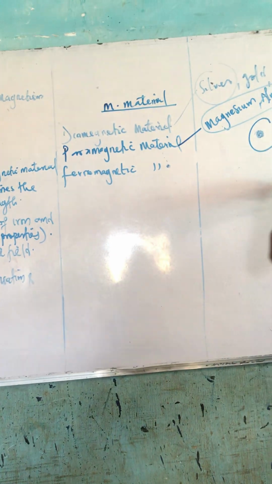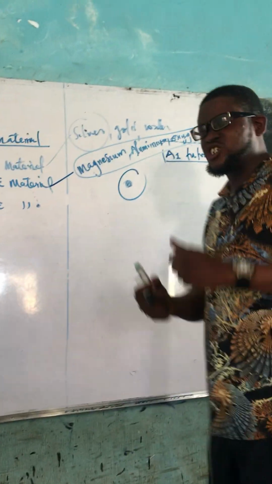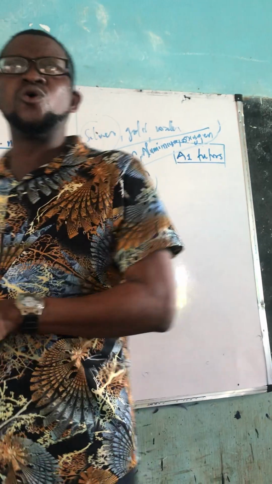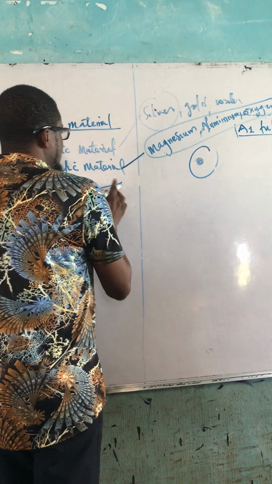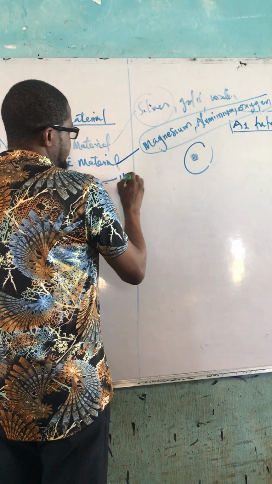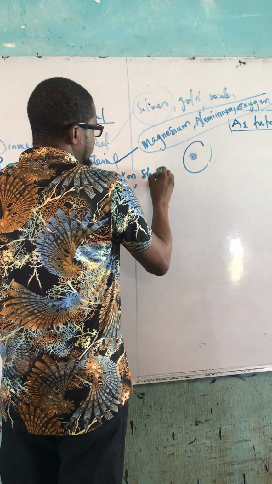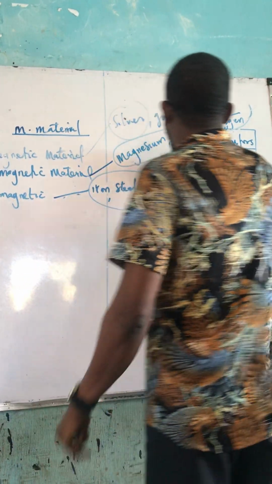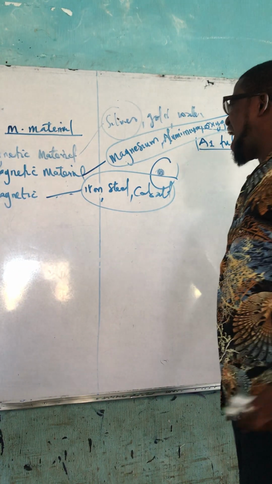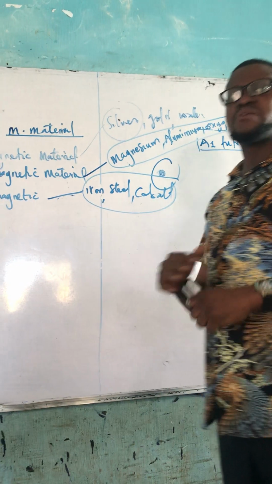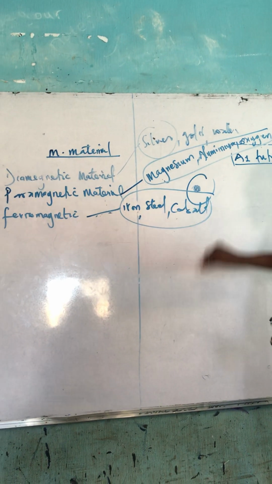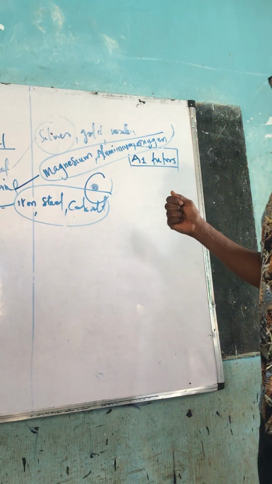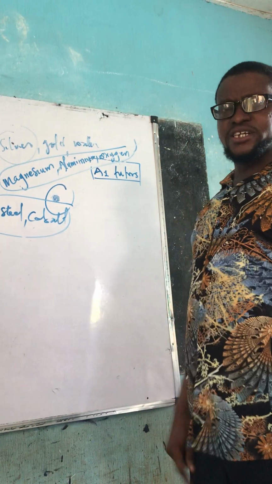So the third one is called ferromagnetic material. Any magnetic material that is taken to the magnetic field and there is a strong attraction between that material and the magnetic field shall be called what? Ferromagnetic. So I have the likes of iron, I have the likes of steel, I have the likes of cobalt. All these examples I have mentioned are ferromagnetic material, and there must be an attraction between them and the magnetic field. So when they are removed from the magnetic field, they will not lose their magnetism.